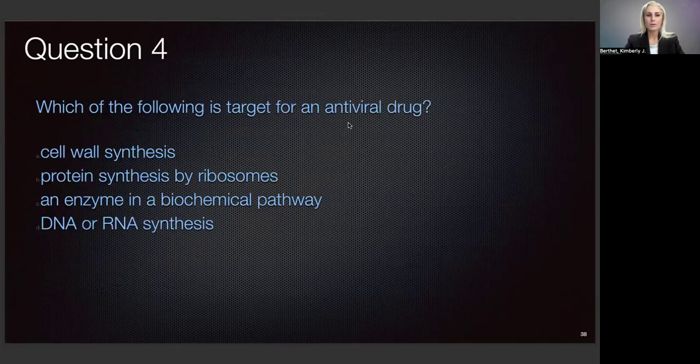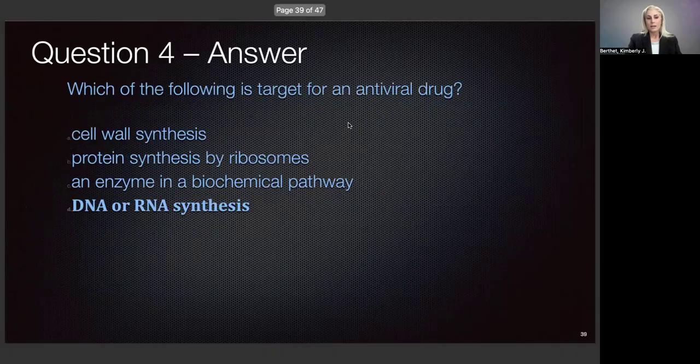Question number 4. Which of the following is a target for an antiviral drug? I'll let you read through the answers and pause the video. Okay, here we see DNA and RNA synthesis are targets for antiviral drugs, not the only target. We just talked about viruses uncoating and viruses budding out from cells being prevented. But this is a great example, DNA or RNA synthesis.